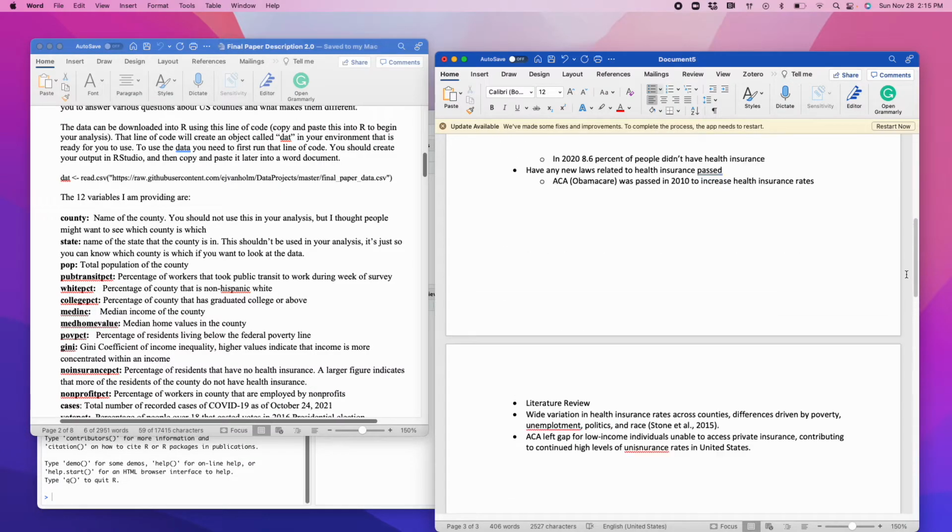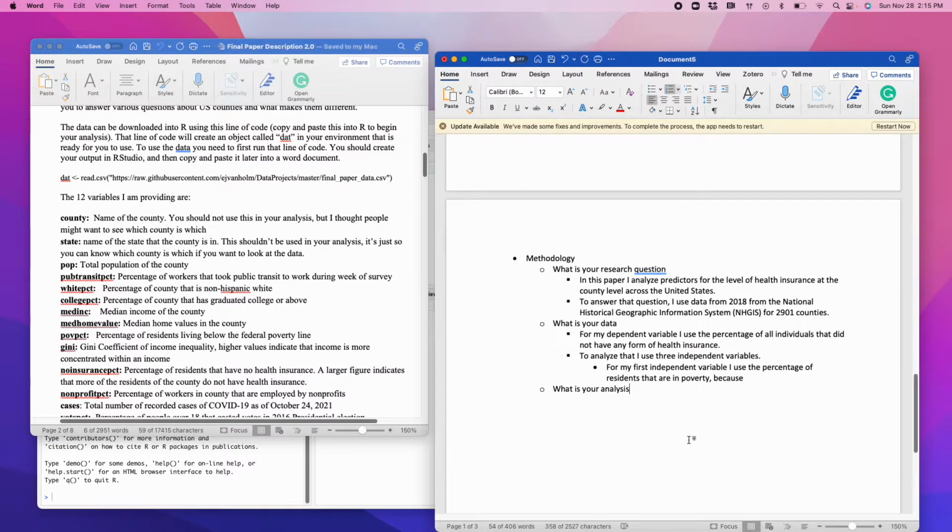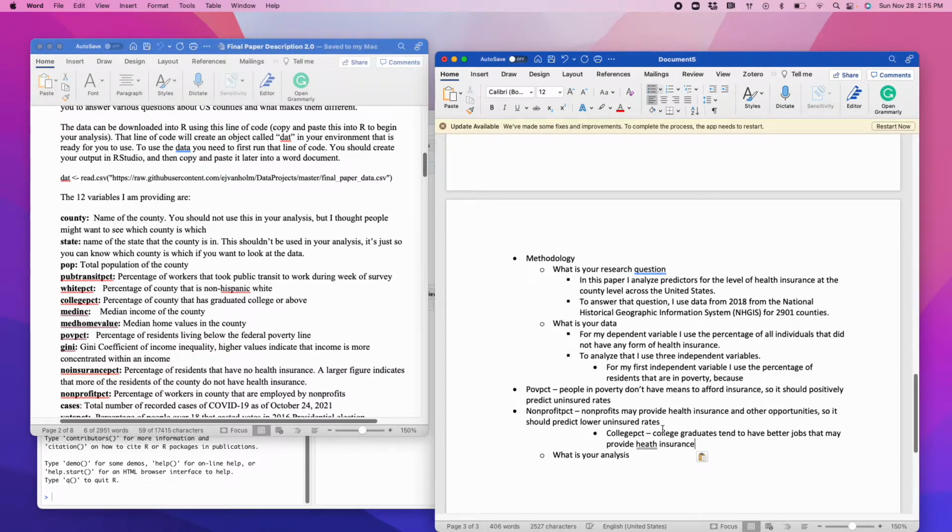Right, and I can pull a lot of this directly out of the extra credit assignment I did. I'm actually going to copy this down. Don't be afraid to reuse things when it's applicable. Because people in poverty don't have means to afford insurance, so it should positively predict uninsured rates. I already did that assignment, and I'm already writing part of my final paper.